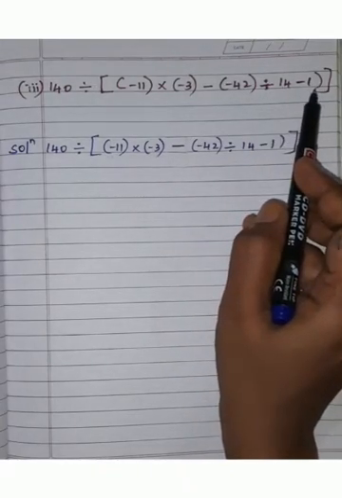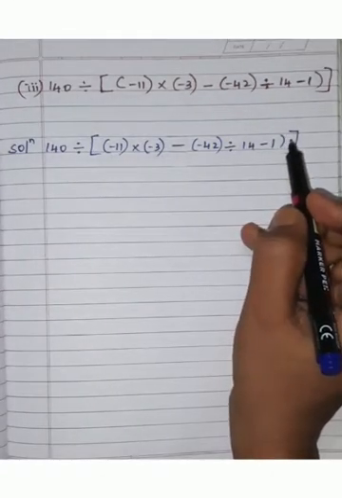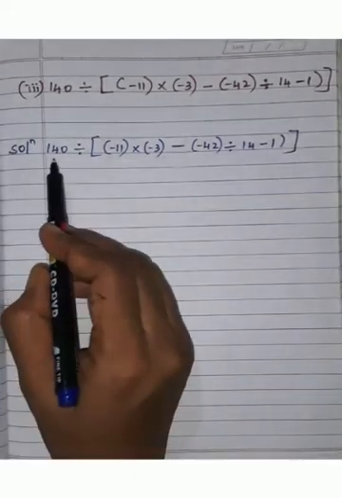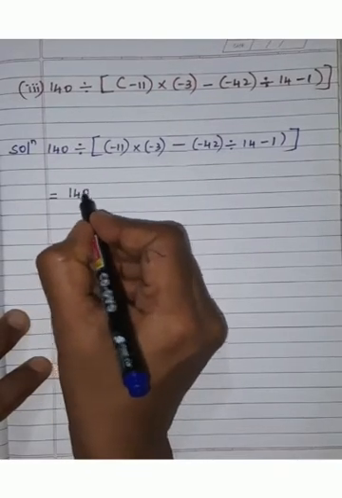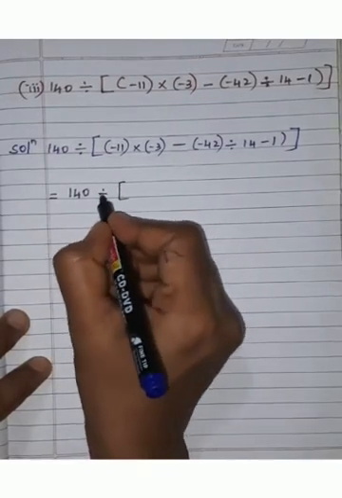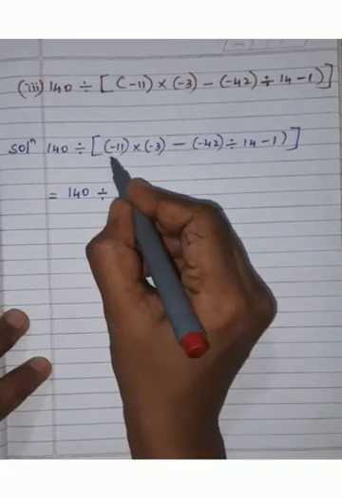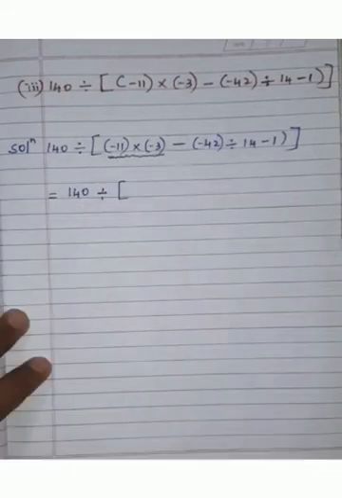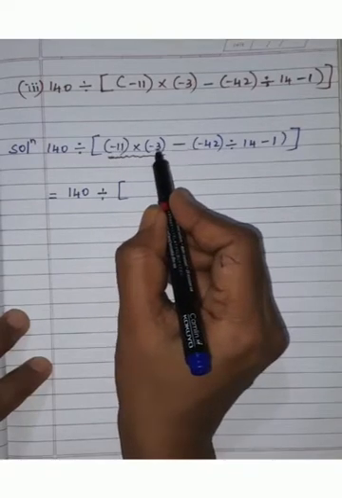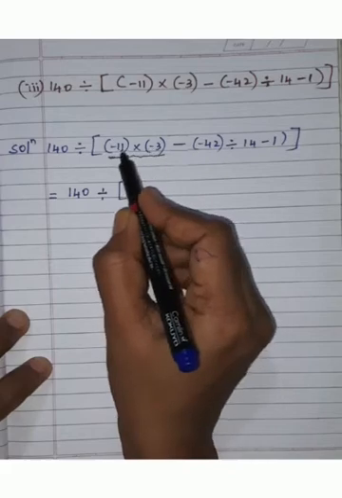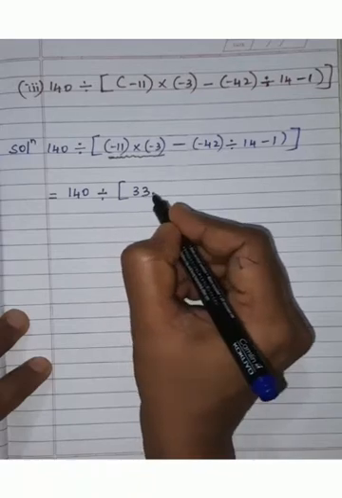Now children, even though the expression is inside the bracket, first we have to solve the expression which is inside the bracket as per the rule. So we will start the solution by writing the question. In the next step, we will write 140 as it is, divide by, then as I have told you, even though the expression is inside the bracket, first we will give preference to the multiplication. So here what is minus 11 and minus 3? 11 3s are 33. Minus of minus is plus. So minus 11 into minus 3 is how much, children? It is plus 33. So we get here 33.